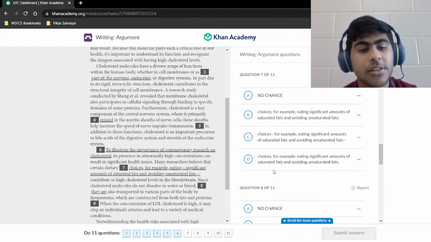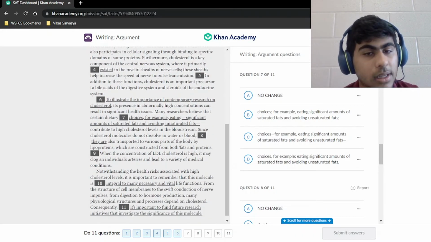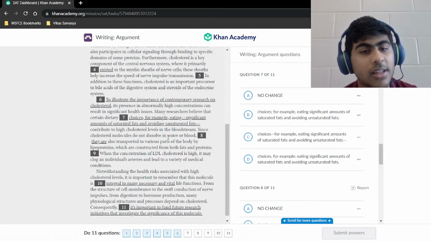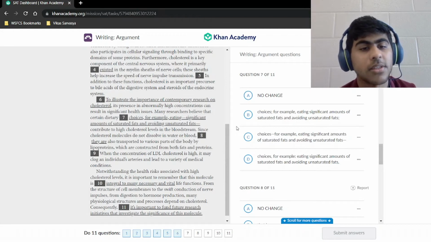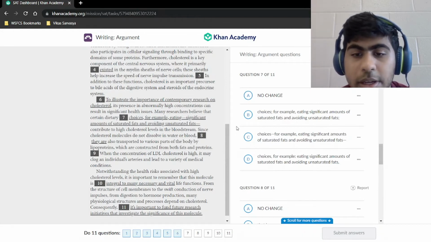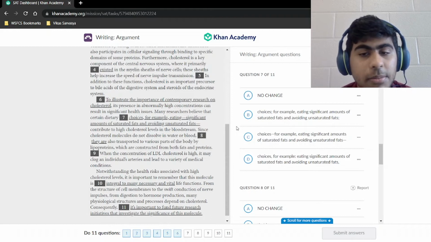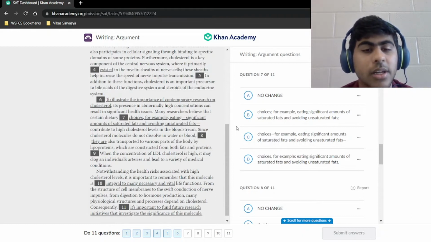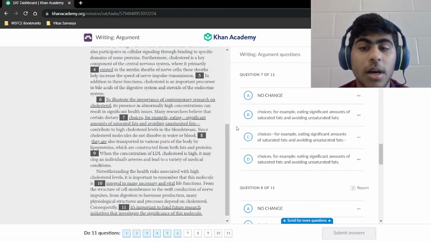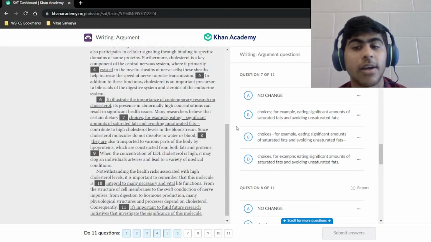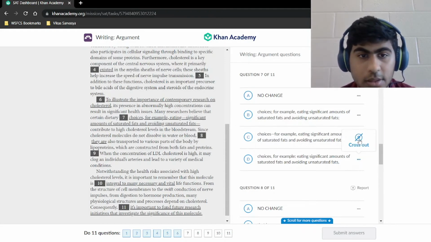Many researchers believe that certain dietary choices, for example, eating significant amounts of saturated fats and avoiding unsaturated fats, contribute to high cholesterol levels in the bloodstream. Let's see what we can do here. So the for example, eating significant amounts of saturated fats and avoiding unsaturated fats is one clause. Right? So we're going to have for example, and that's going to be our introductory part. So we need a comma, for example, comma, eating significant amounts of saturated fats and avoiding unsaturated fats. So that should be its own thing. For example, comma, so we're going to get rid of this.